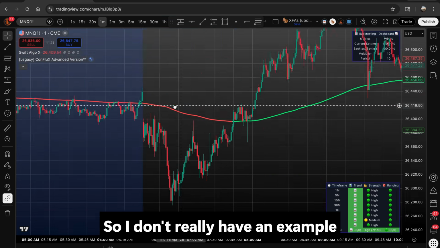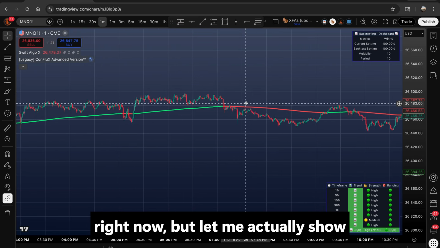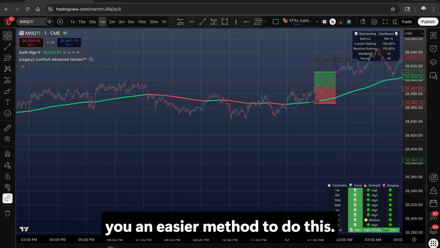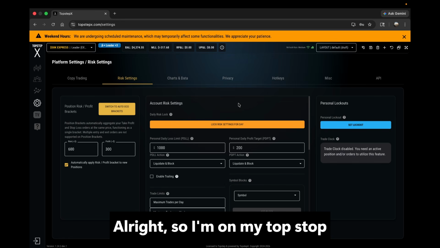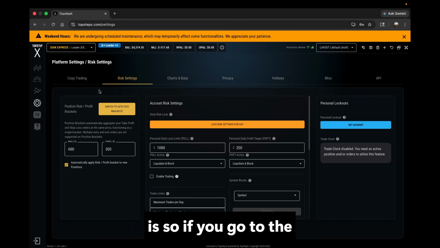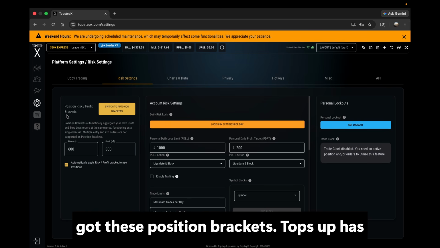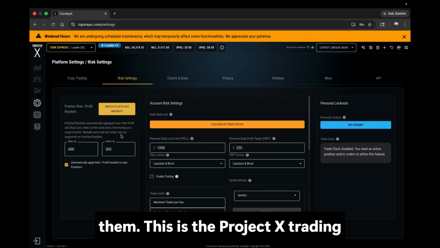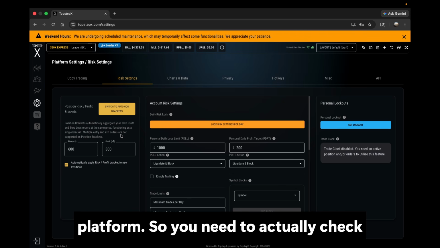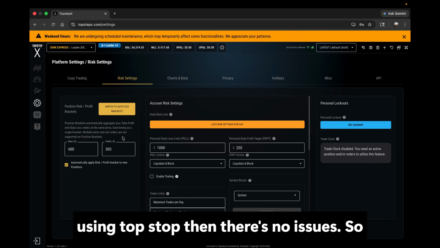So I don't really have an example right now, but let me actually show you an easier method to do this. All right, so I'm on my TopstepX dashboard. So basically what I do is, if you go to the settings tab under risk settings, you've got these position brackets. Topstep has them. This is the ProjectX trading platform. So you will need to actually check with your broker or prop firm. If you're using Topstep, then there's no issues.